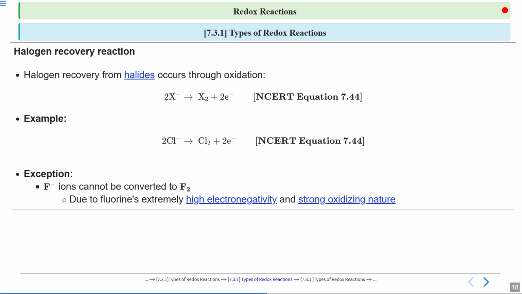Why is it so? Because fluorine has high electronegativity and strong oxidizing nature. Because fluorine is the strongest oxidizing agent, there is no way to convert F negative ions to F2 by chemical means. The only way to achieve F2 from F negative is to oxidize electrolytically, and that we will understand in the higher studies. So I hope the halogen recovery reactions are also clear to you.